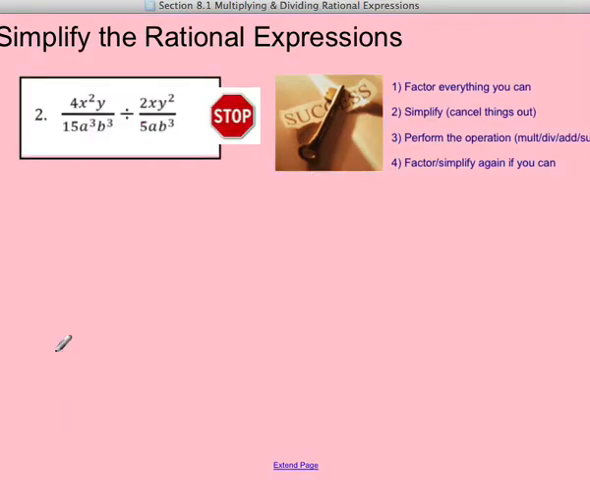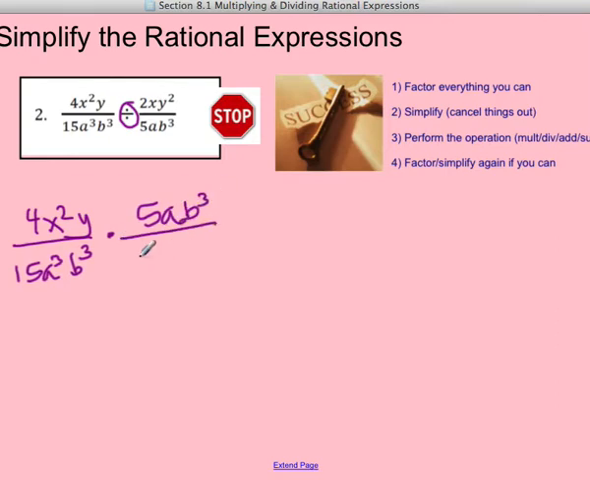Example 2. We want to go ahead and simplify, but we need to be careful because in this case we have division. Okay? So remember, in order to divide, we need to multiply by the reciprocal. So it's 4x squared y over 15a to the third b to the third times, now this is where my reciprocal comes into play, 5ab to the third over 2xy squared.